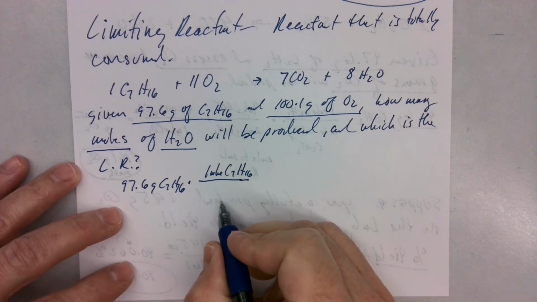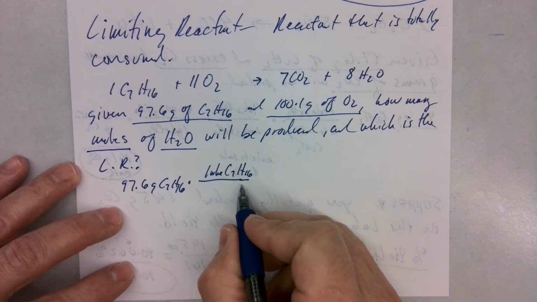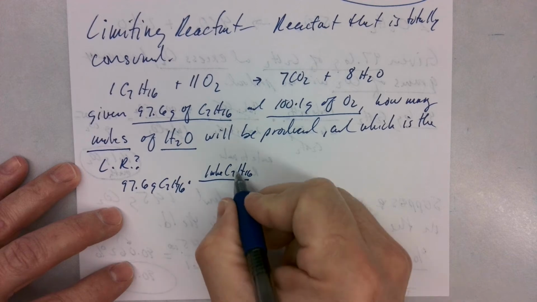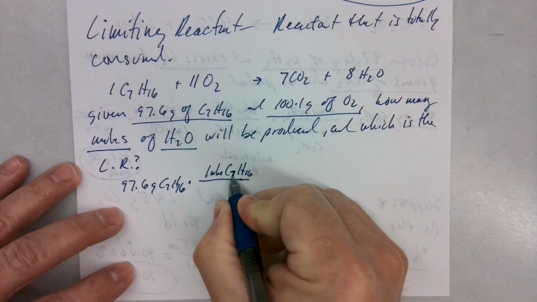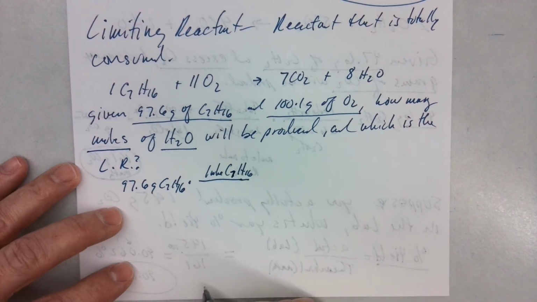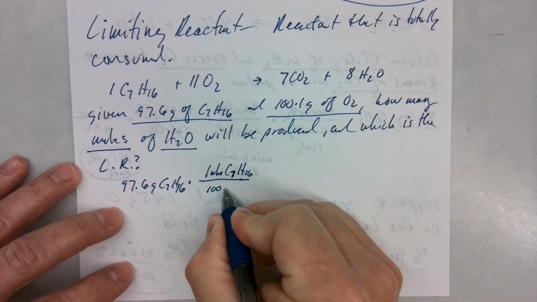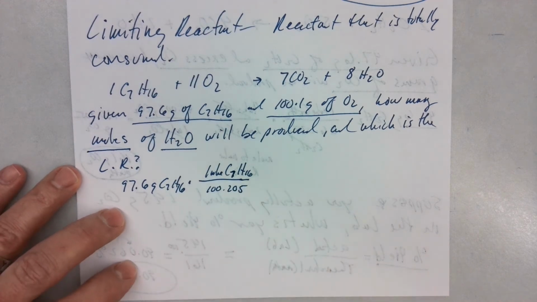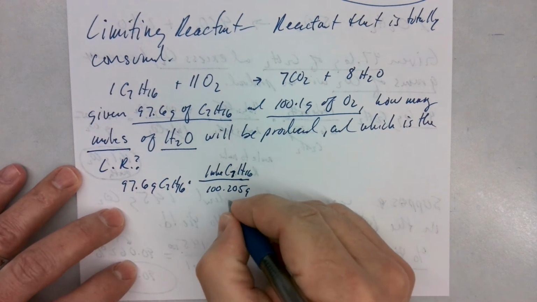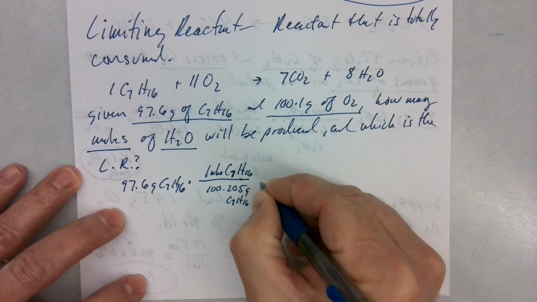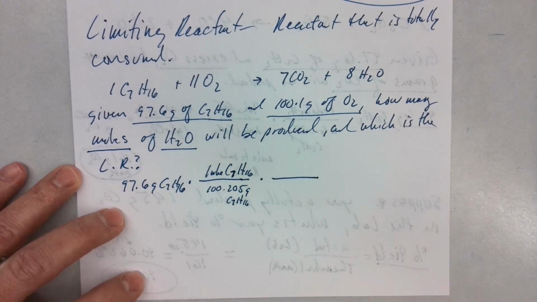Say that again. C7H16? Sorry, that's a 7. C7. I got 100.205. Anybody get 100.205? That is grams of C7H16, okay? Times that by what?